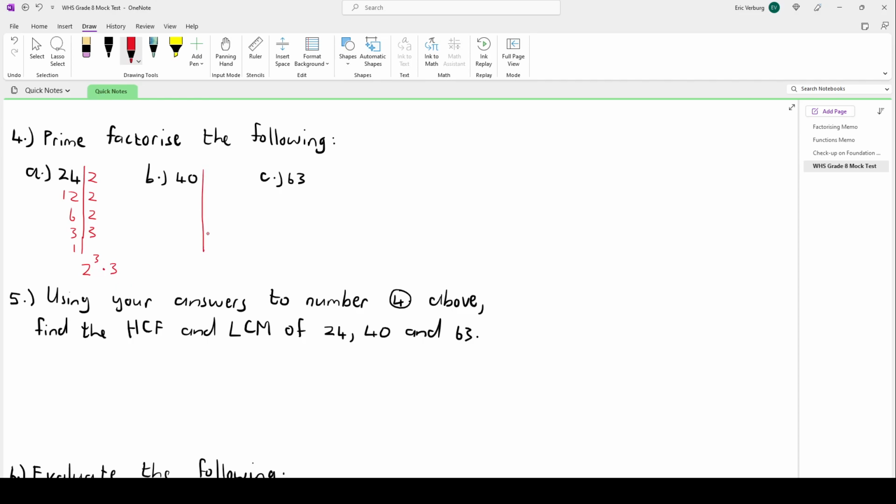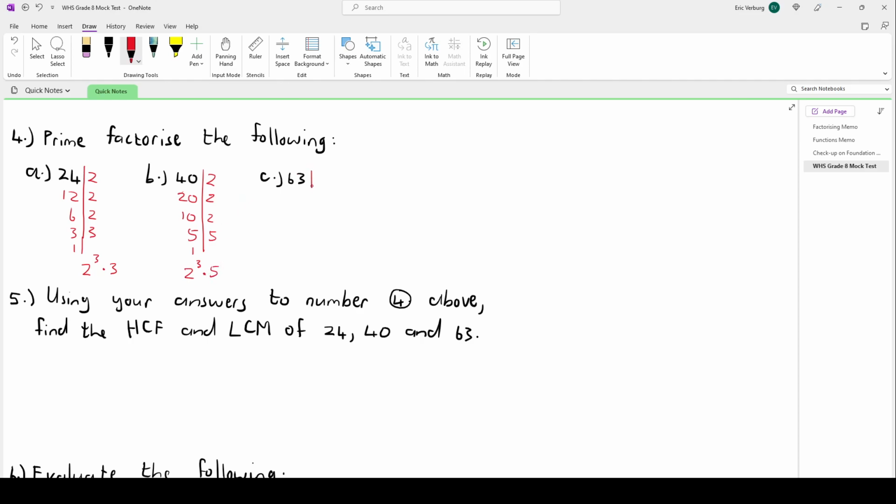40, let's do the same thing. So we can divide it by 2, which gives us 20. Divided by 2 again, which gives us 10. Divided by 2 again, which gives us 5. And 5 is a prime number, it can only be divided by itself. So then we have 3 2's, so 2 to the power 3 times 5.